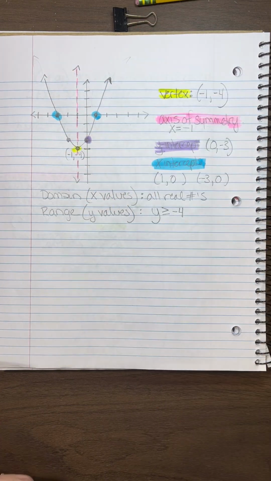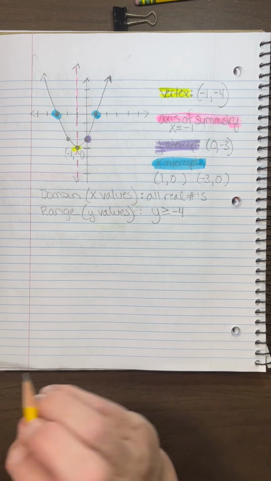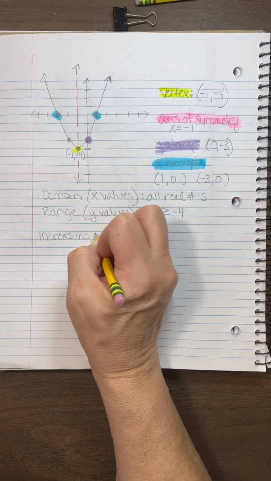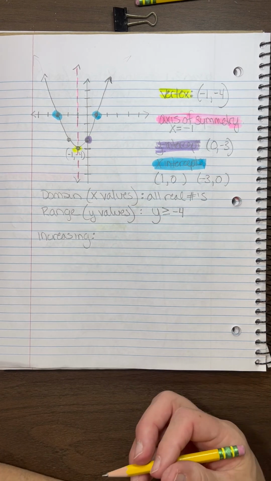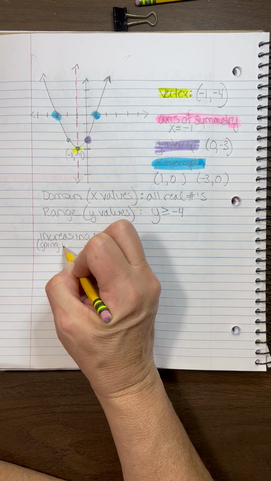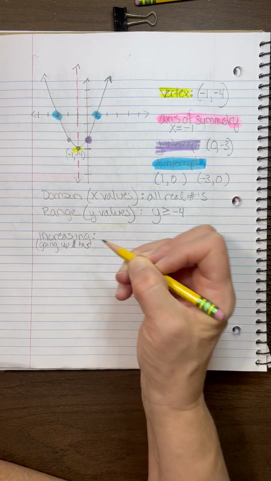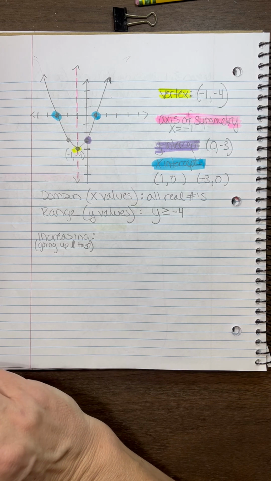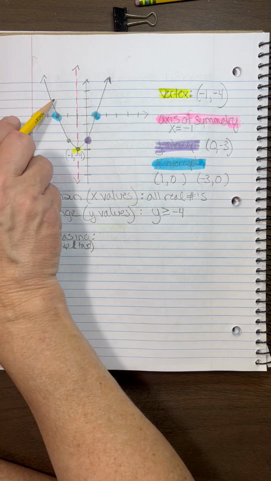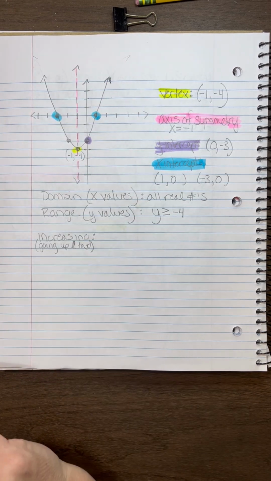All right, back to our old friends, increasing, decreasing. So where is this graph increasing? Well, what's increasing mean? Going up, left to right. Okay, so where does it start going up from left to right? See how it's coming down, and then right here at the vertex, it turns and it starts going up.